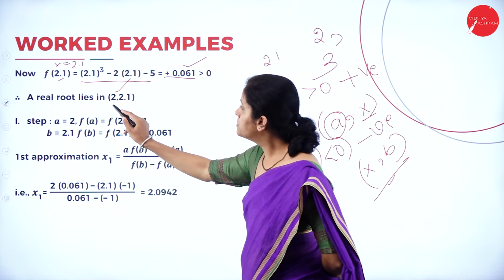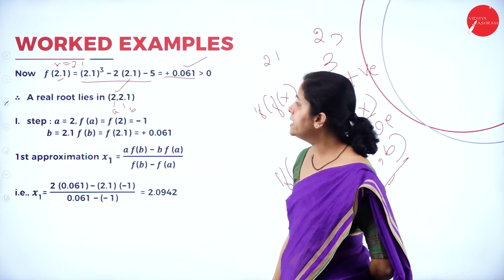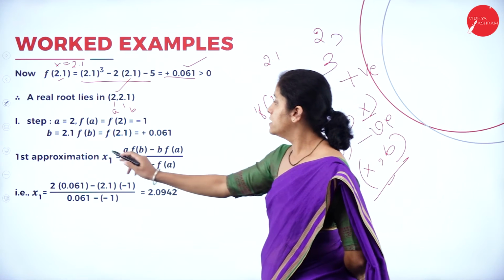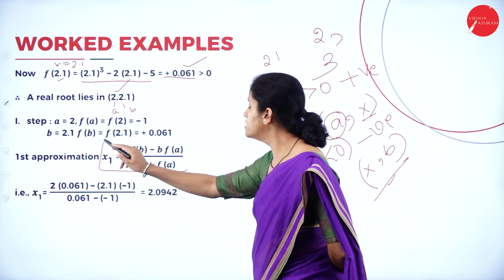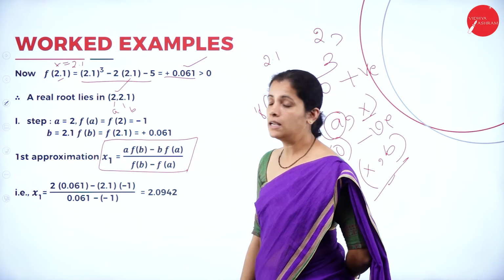So this is my A and this is my B. Now dear student, in my formula, see, this is my regular falsi formula. So what are the things I want to consider here?